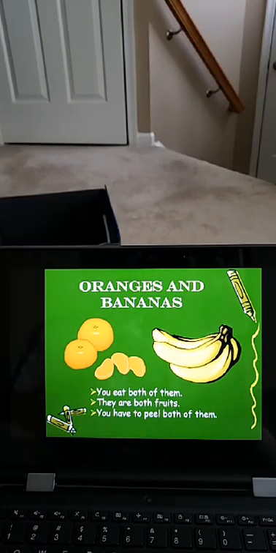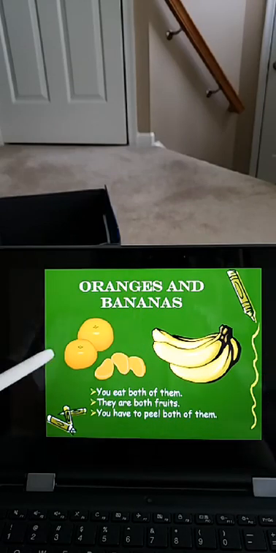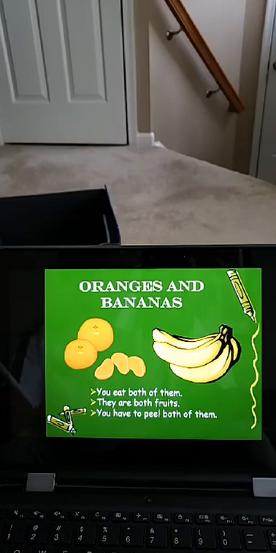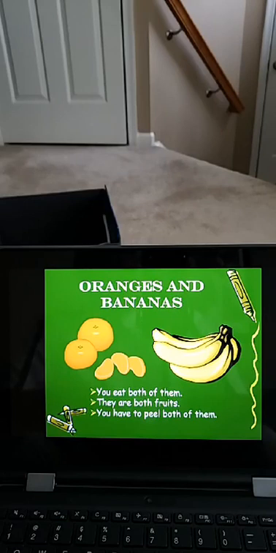oranges and bananas. Just looking at them, you can tell that they're different. So when we compare, we tell how they are alike. You can eat both of them. We eat oranges, we eat bananas. So that's one way they compare, that they are alike, that they are the same, that we can eat both of them.